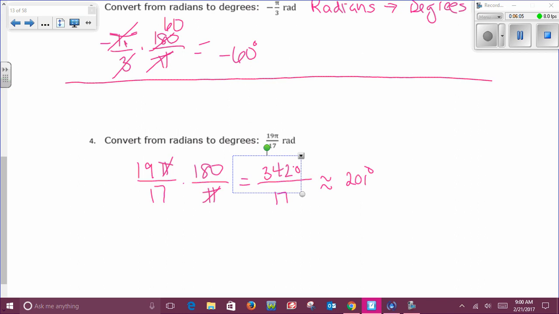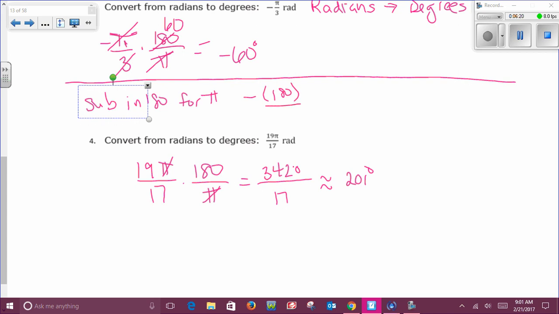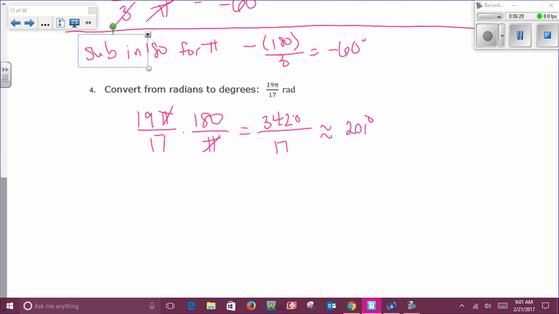I'm going to go back up here. Another thing I can do is just sub in 180 for pi. Because pi is equal to 180, so if I take negative pi over 3 and sub in 180, negative 180 over 3, I'll get negative 60. All right, let's look on the next page.